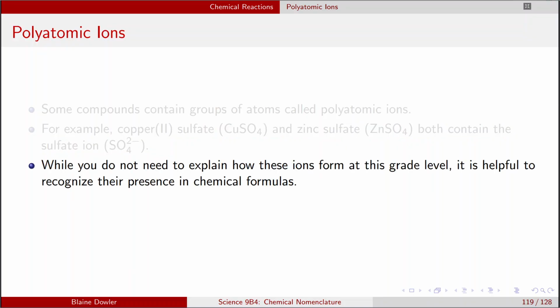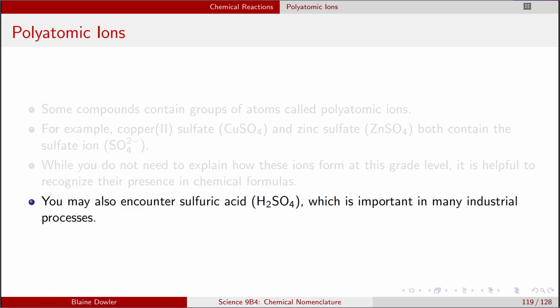While you do not need to explain how these ions form at the grade 9 level, it's helpful to recognize when they are there. So you can look at all of those SO4s in the equation as one single unit. It's one block. You may also encounter sulfuric acid, the H2SO4, which is important in many industrial processes.